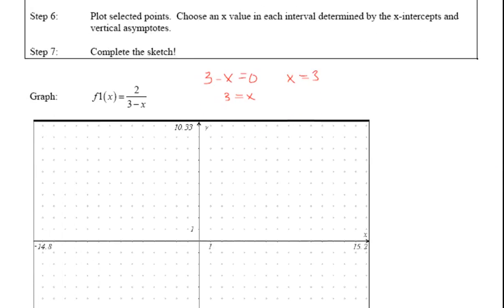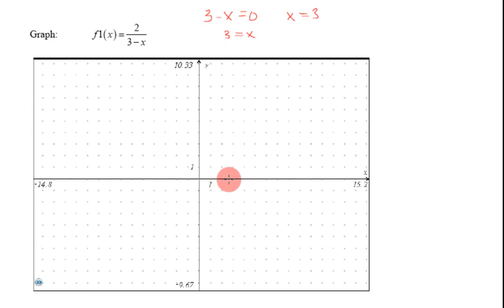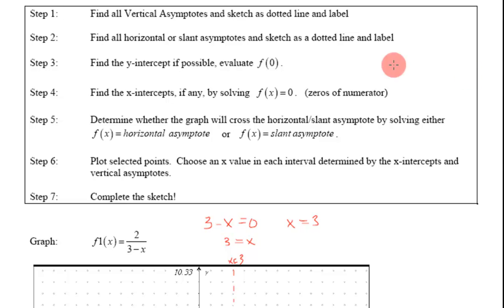Alright, let's go down to my graph. 1, 2, 3. Here's 3. I'm going to draw a dotted line at x equals 3 and then label it. X equals 3. Okay? That's the only vertical asymptote there is in this graph. Move on to 2.